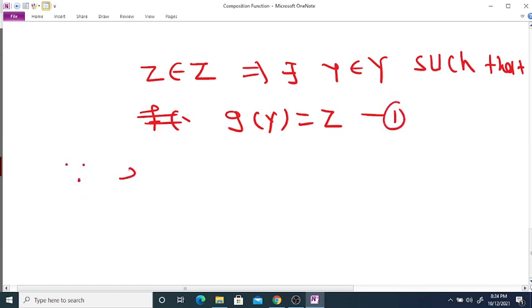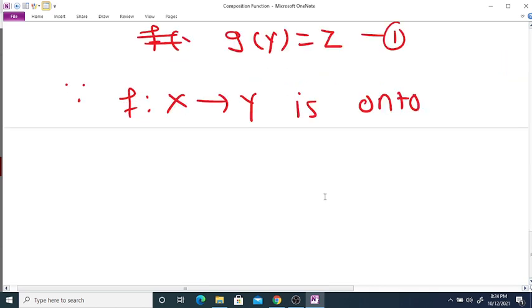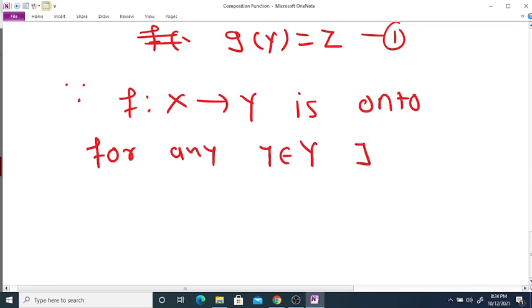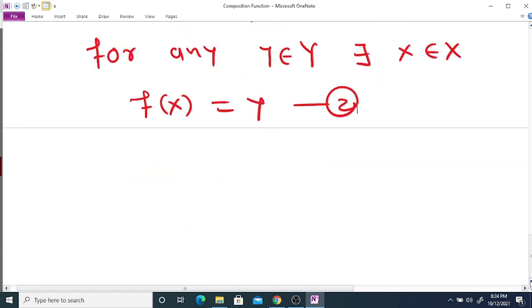Again, since f is a function from X to Y and is an onto function, then for any y from set Y, there exists at least one x from set X such that f of x is equal to y. So this is equation number 2. From equation number 1, g of y is equal to z, and from equation number 2, f of x is equal to y.